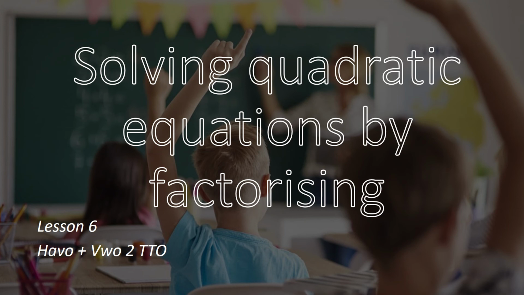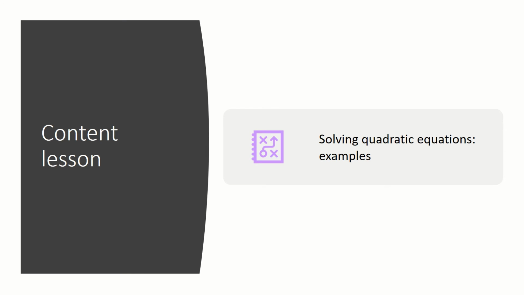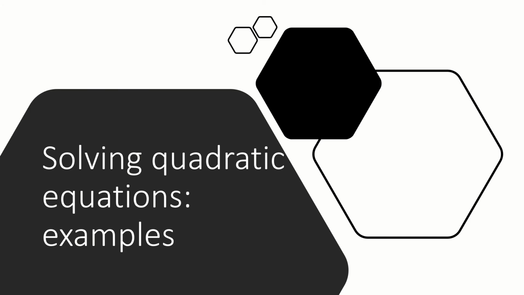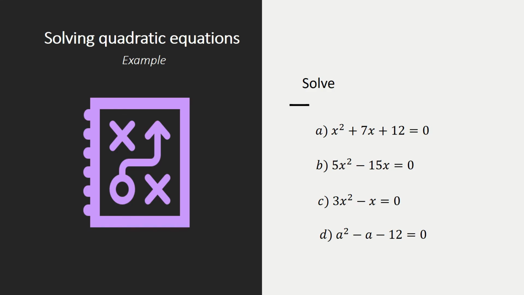Hello everyone, today we're going to have a look at solving quadratic equations by factorizing. You've already learned how to solve quadratic equations by using the product sum method and by using the common factor. Today you're going to learn how to use both mixed. So we're only going to have a look at examples because you've already learned in the previous video how to solve quadratic equations. So we're going to solve 4 examples. And I want you all to write them down in your notebooks because it's a note.